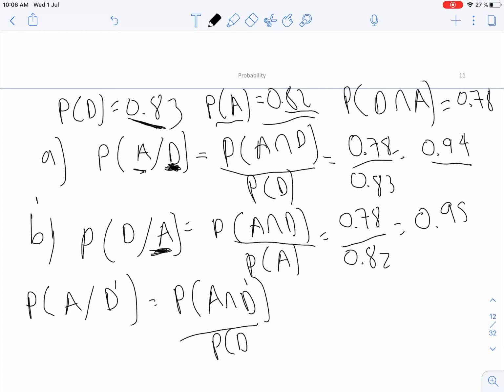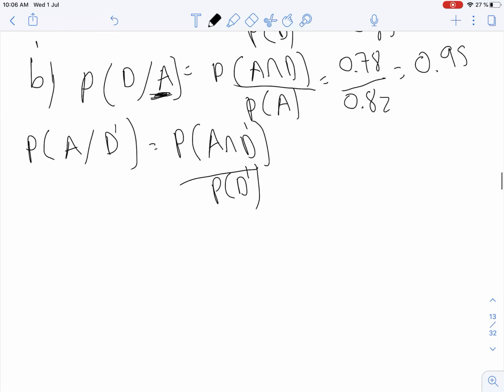We know D complement, right? Because if you know D, D complement is 1 minus the probability of D. Same thing with A complement if needed. You know it. All right. So here, what we can do is try to use the Venn diagram. The Venn diagram might help us to identify how to compute that probability. So let's try to use it.